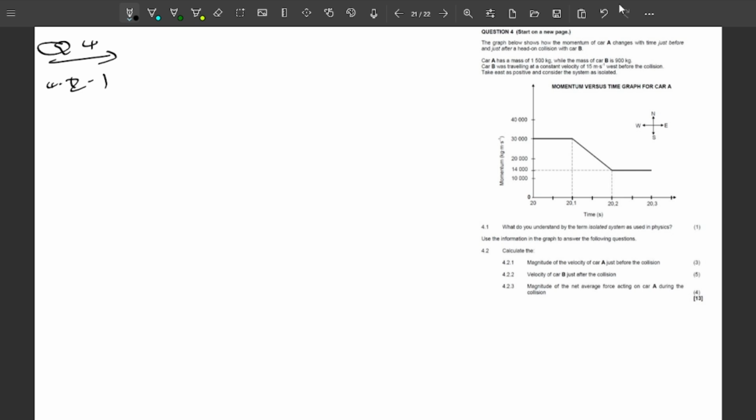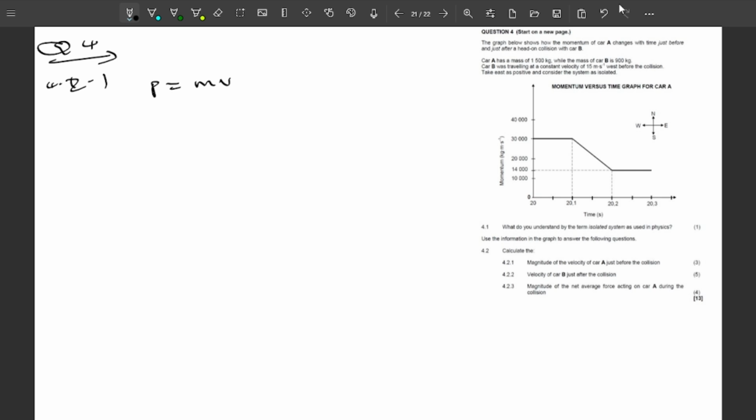4.2.1, they ask us to calculate the magnitude of the velocity of car A just before the collision. So they want us to find the magnitude of the velocity of car A just before it collides with car B. Now how can we do that? To do that, we firstly have to find the momentum of car A before it collides with car B.